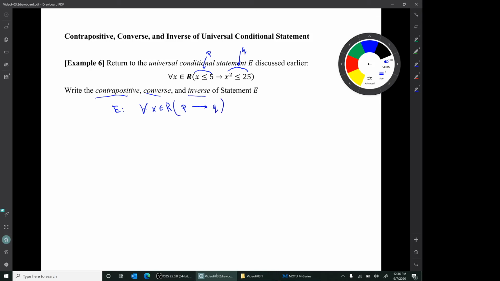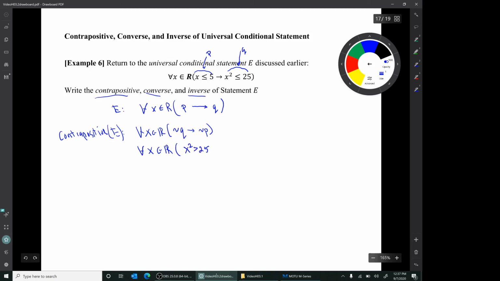So contrapositive E: I constructed for all x in R, the negation of Q, arrow, negation of P. Now remember that the negation of Q, the negation of x squared less than or equal to 25, is this statement, x squared is greater than 25. And the negation of P, the negation of x is less than or equal to 5, is this, x is greater than 5. So there's the contrapositive.